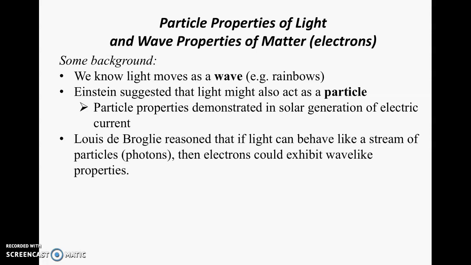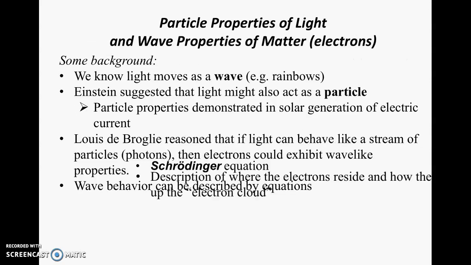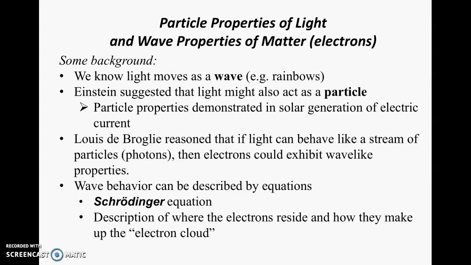And so Louis de Broglie said, well, if light can behave both ways, maybe electrons can too. So we know electrons are particles, but maybe they can act like a wave. And that can be described by equations because at that time, in the early 1920s, mathematicians were doing a lot of work on equations that described wave motion. And so the one that sort of worked was the Schrodinger equation.